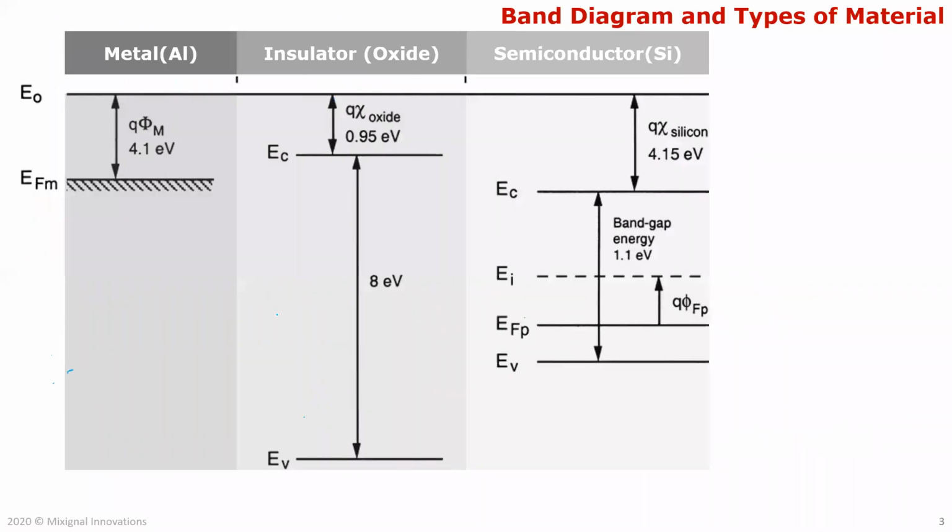All right. So typically in VLSI or semiconductors, we usually talk about three types of materials. Okay. So the metal, obviously, insulators, and semiconductors.